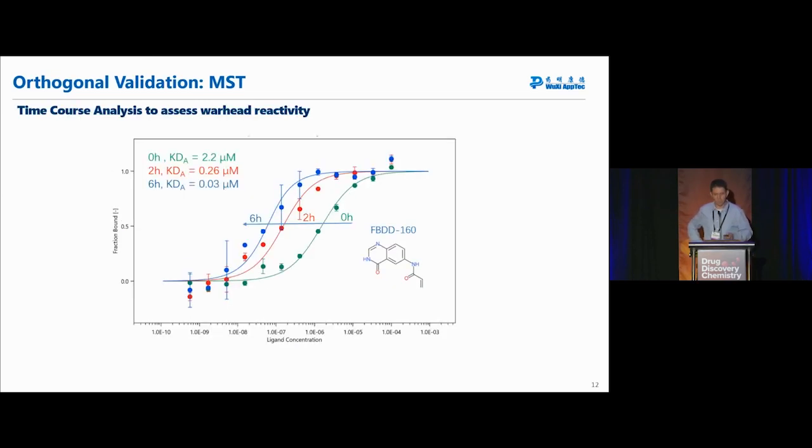But since we know that a covalent compound consists of binding, which takes place, and then the reactivity of the warheads, we have run the MST experiment for the best binders at different time points. And you can see beautifully how the binding affinity is increasing during 6 hours incubation time. Directly after mixing, we measured KDs in the low micromolar range for this compound, and after 6 hours, we have measured an aberrant KD of 30 nanomolar.